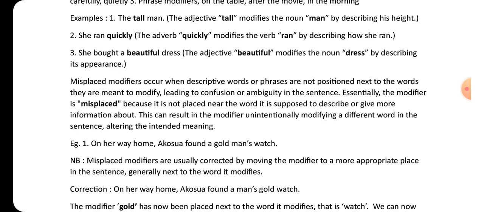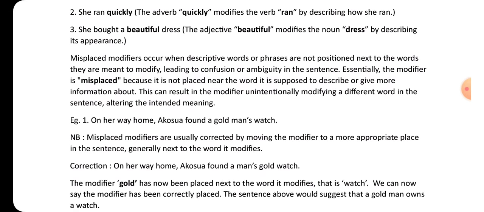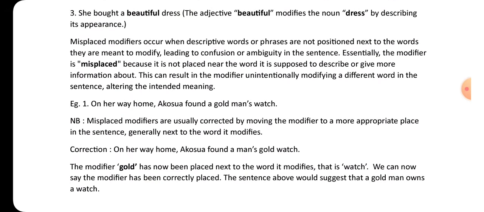So we are now coming to look at misplaced modifiers. Misplaced modifiers occur when descriptive words or phrases are not positioned next to the words they are meant to modify, leading to confusion or ambiguity in the sentence. If a modifier is not placed at the exact place where it is supposed to be placed, then it is called a misplaced modifier. So anytime a modifier is not placed where it is meant to be placed, ending up leading to confusion in the sentence, it is called a misplaced modifier.